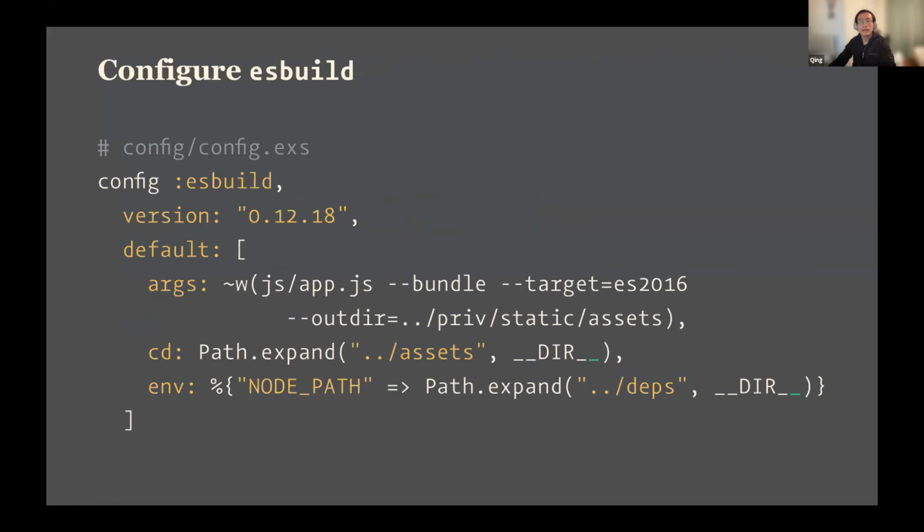Next is to add configuration for esbuild. Notice the cd in here. So we wanted to run the esbuild command in the assets directory. So in here, we needed to provide the relative path from the config directory to the assets directory. One thing worth noting is that if you have an umbrella app, the path should be something like ../apps/your_app_name/assets instead.